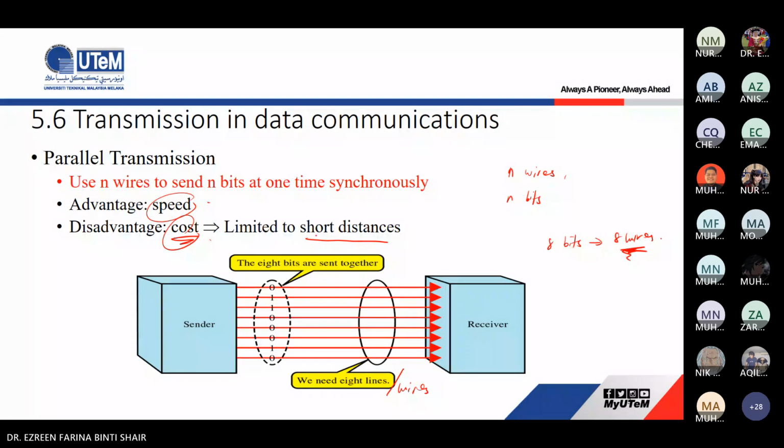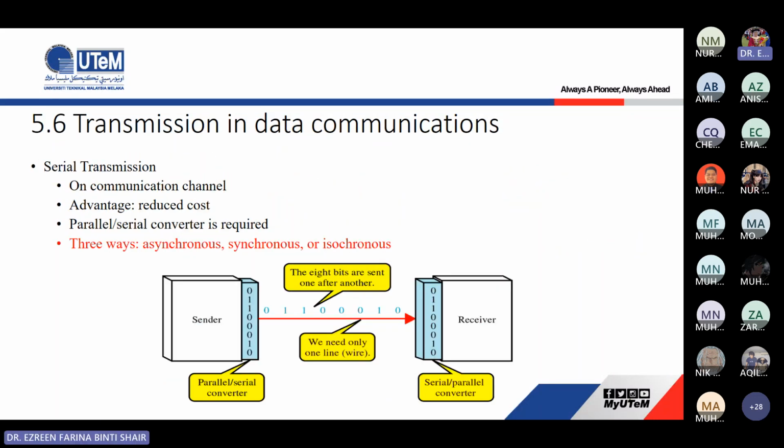The next one is serial transmission. In serial transmission, you can only send one bit at each clock, so you only need one wire. The advantage is that the cost is lower compared to parallel transmission, because you only need one line. But the disadvantage is in terms of speed, of course.